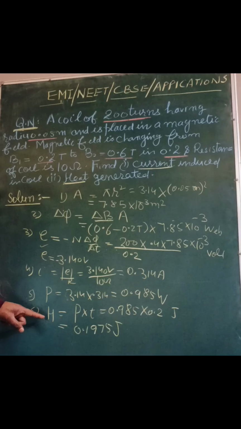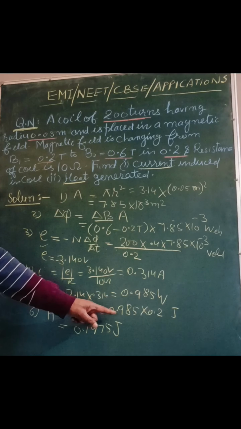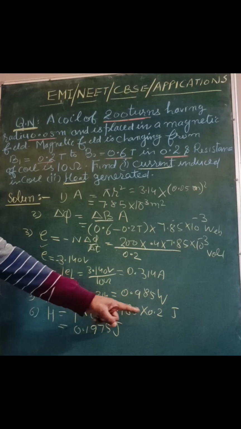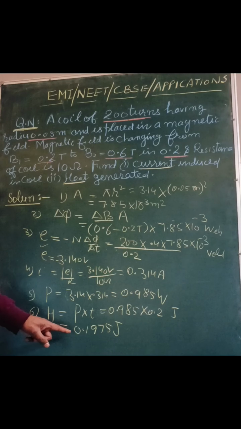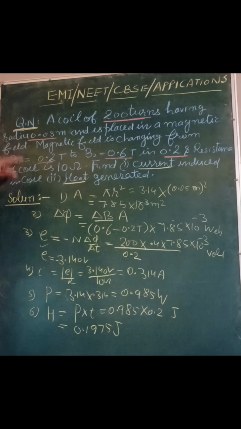Then we finally calculate H is equal to power into time. You remember this formula. So multiply the power by 0.2 seconds. It comes out to be 0.1975 joule. So this is a very important question.